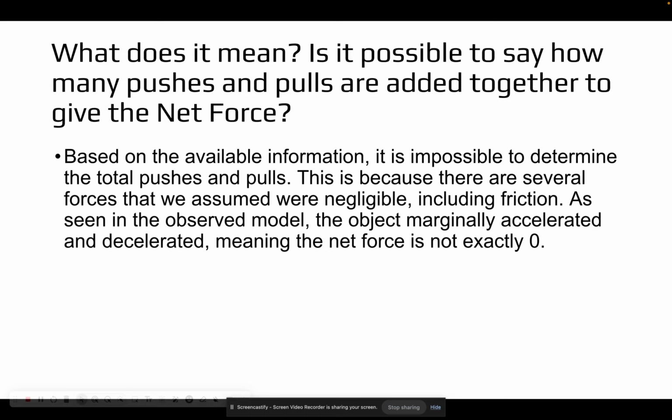So what does this mean? Is it possible to say how many pushes and pulls are added together to give the net force? Well, based on the available information, it is impossible to determine the total pushes and pulls. This is because there are several forces that were assumed to be negligible, including friction. As seen in the observed model, the object marginally accelerated and decelerated, meaning that the force is not exactly zero.